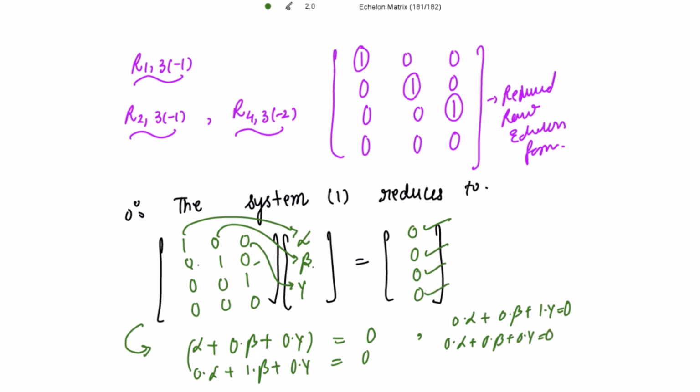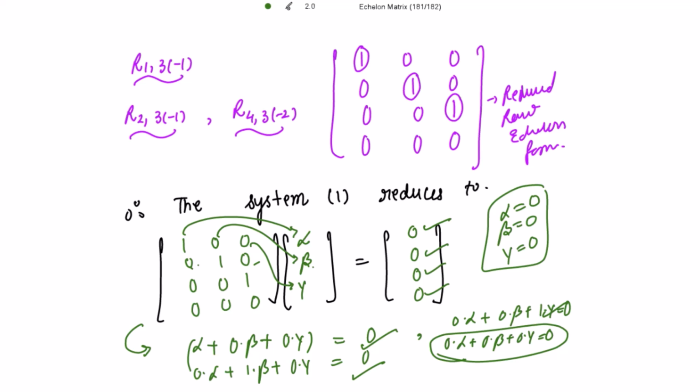So we are getting these equations. This last equation has no use. So from the first equation we get alpha equal to 0. From the second equation we get beta equal to 0. From the third equation we get gamma equal to 0. So we are getting all these scalars to be 0. That is what we required, right?